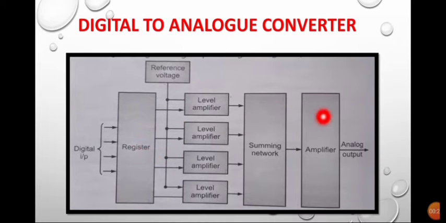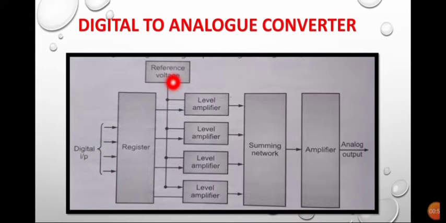Let us discuss the content of this block diagram. The first block is the register. A register is a group of flip-flops which is used to store digital data. Hence, the input to this block is digital input. According to the heading, digital to analog converter, the input must be in digital form. Hence, we are applying digital input over here.